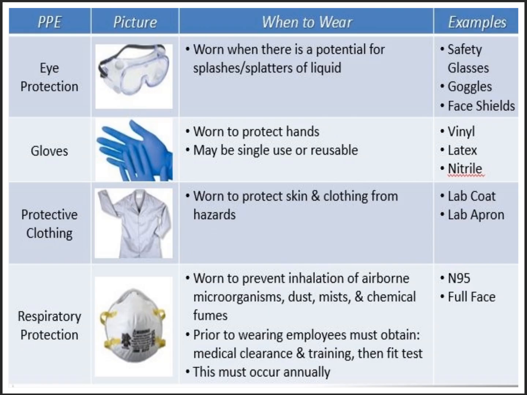Eye protection is used when there is a potential for splashes, splatters of liquids. Examples are safety glasses, goggles, and face shields. Gloves are worn to protect hands and may be single-use or reusable. They include vinyl, latex, and nitrile. Protective clothing is worn to protect skin and clothing from hazards, such as lab coats or lab aprons.